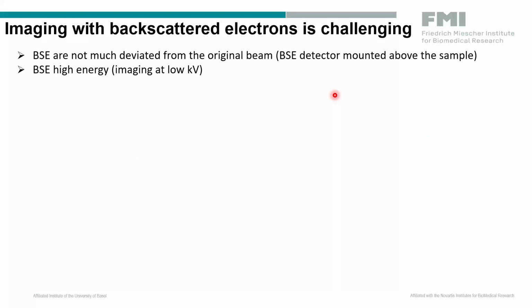But imaging with backscattered electrons can be very challenging. Because the backscattered electrons are not much deviated from the original beam, the backscattered detector must be mounted above the sample. Also, the backscattered electrons are high energy, and for biological samples, it's required to image at low kV.